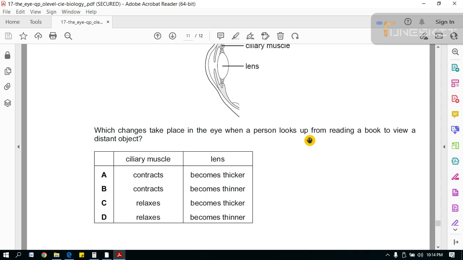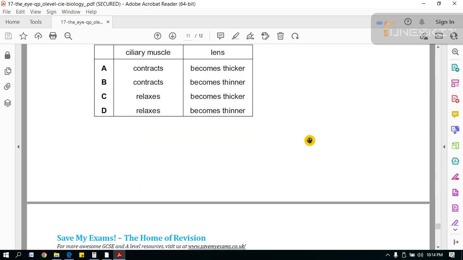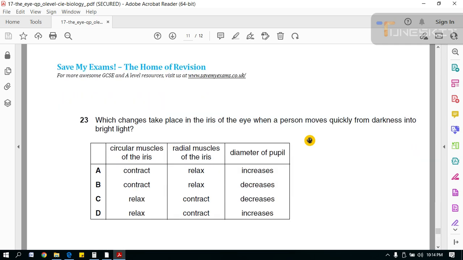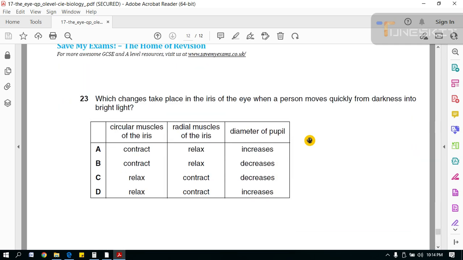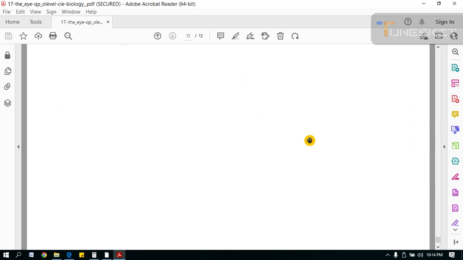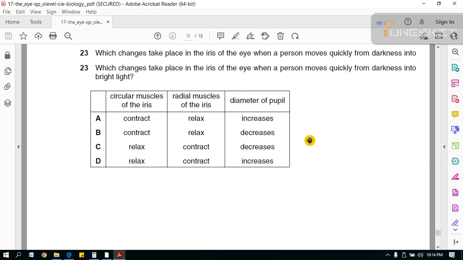In this case option D is correct. Ciliary muscles relax and the lens becomes thinner, not thick, right? Remember. So option D is correct in this case. I hope you all are getting this. So I think this one is last, is it? Okay, yes, this one is last.